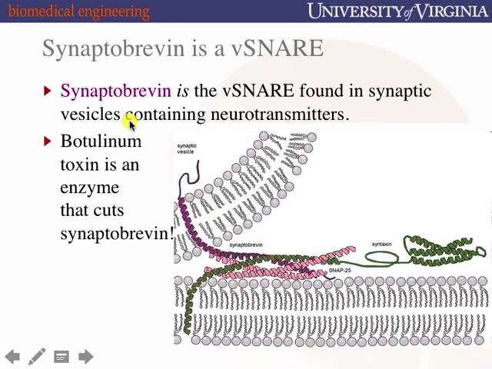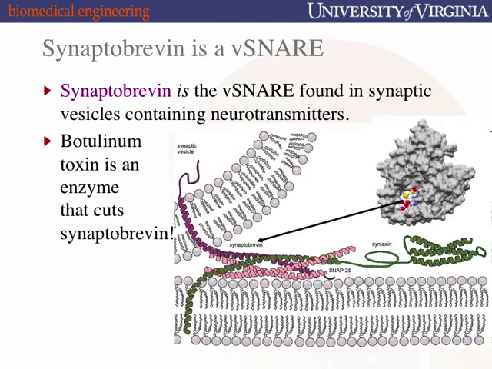All right? So synaptobrevin is the vSNARE that's found in synaptic vesicles containing the neurotransmitters. Here's synaptobrevin. It's going to bind syntaxin on the plasma membrane. It's going to undergo this sort of wrapping around one another, and as a consequence, it pulls those two membranes ever so close, squeezes out every single water molecule between the phospholipids, and then they can fuse, right? What botulinum toxin does is it's an enzyme that's going to cut synaptobrevin.